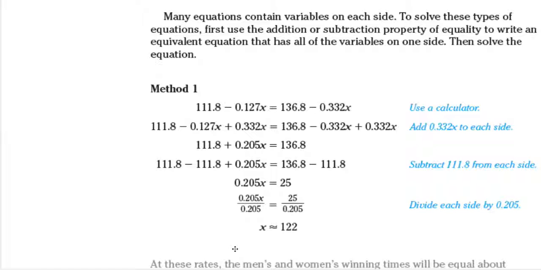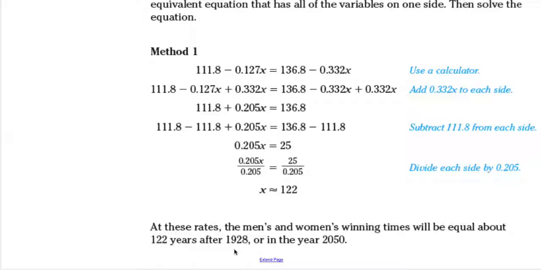So what do we know? At these rates, the men's and the women's winning times will be equal about 122 years after 1928, or in the year 2050. In the year 2050, expect that the winning times for men and women for the 800-meter run will be the same.